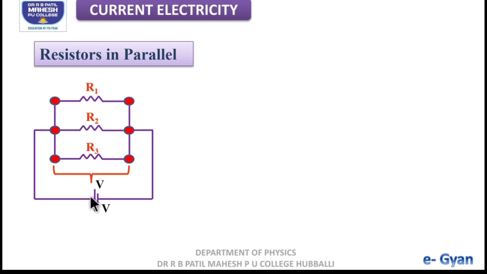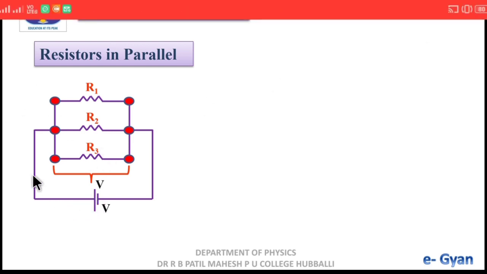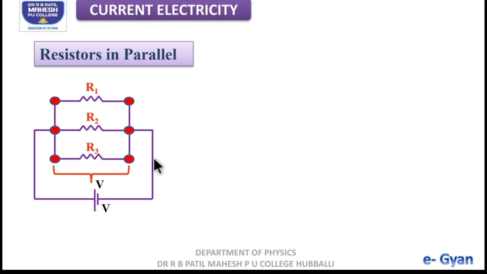Let me briefly explain. Positive of battery is connected to one end of R1, negative is connected to the other end of R1, hence potential drop across R1 is V. Similarly, positive of battery is connected to R2, negative of battery is connected to the other end of R2, hence potential drop across R2 is also equal to V.